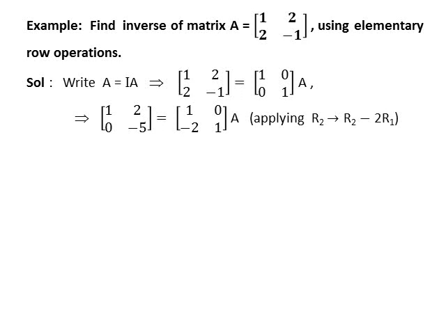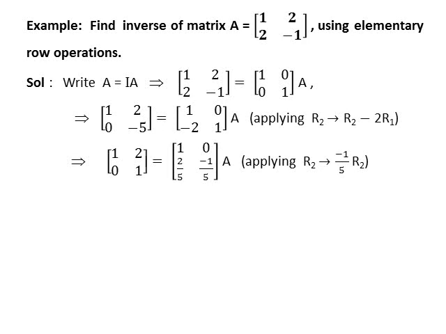Students, as you can see, while selecting the operation, our main focus is to convert A21 equals to 0, but the operation should be applied on complete row. Now, same operation we apply on identity matrix of right hand side. It becomes a matrix with the elements 1 0 minus 2 1. Write post multiplier A on right hand side as it is.